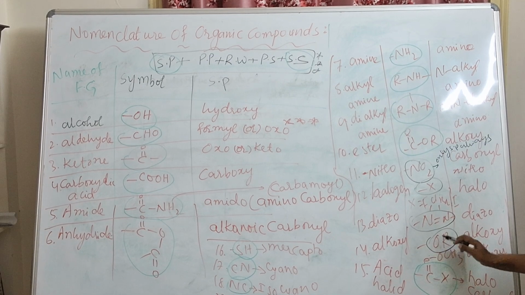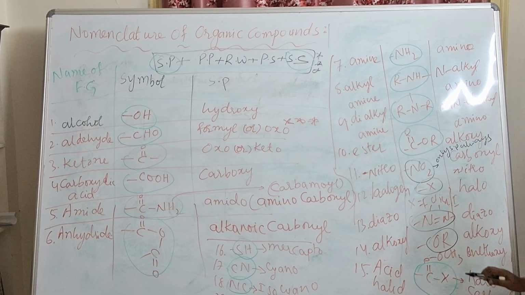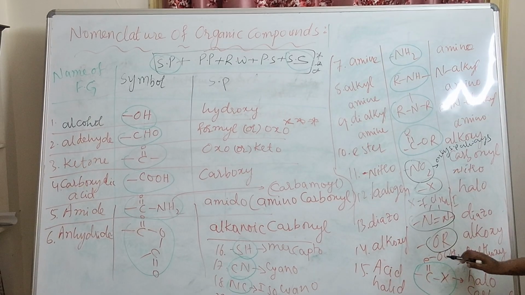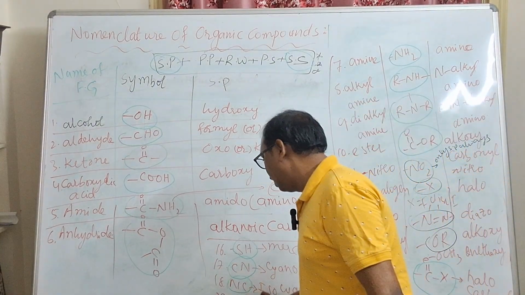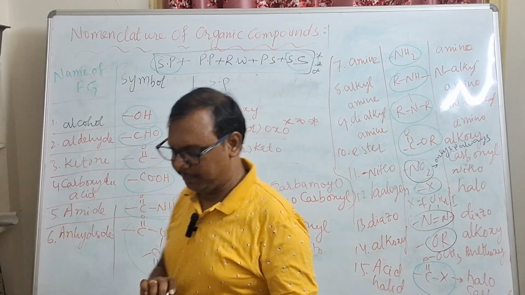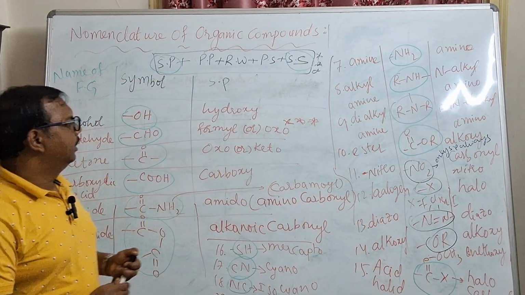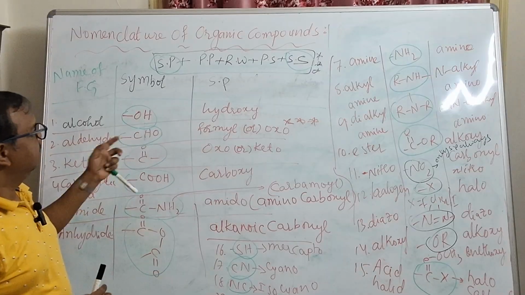Here alkoxy, we say that. Keep that in mind, all of you. Alkoxy: methoxy, ethoxy, propoxy, pentoxy. Next, nitroso, always secondary prefix. Keep that in mind, all of you. Okay, these are the secondary prefixes.